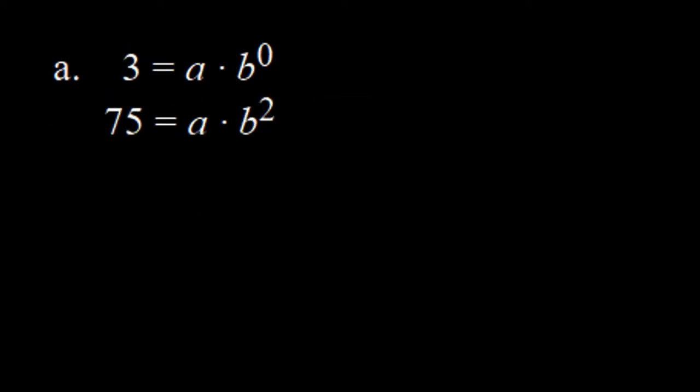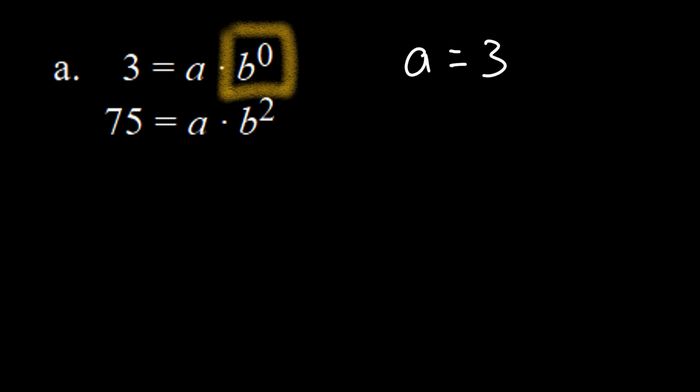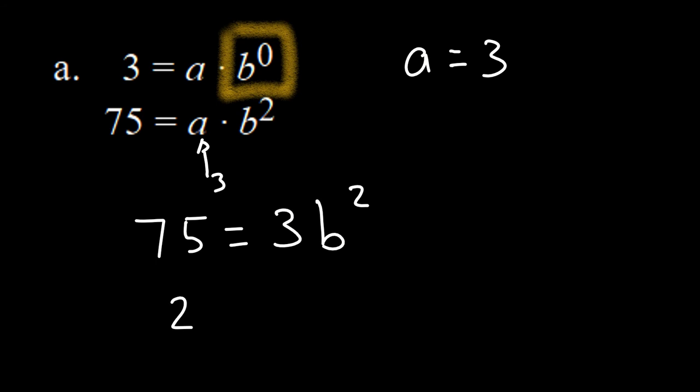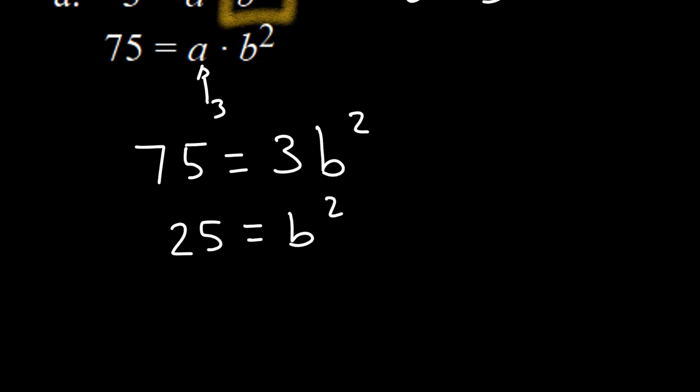this is fabulous, right? B to the 0 power is 1. So because of that, I know that a must be the number 3. Because of that, I'm going to use substitution, and I'm going to plug in a 3 for a into this second equation. That's going to give me 75 equals 3 times b squared. I will now divide both sides by 3. That will give me 25 equals b squared. And looking at the principal root of that, it has to be the case that b is 5.